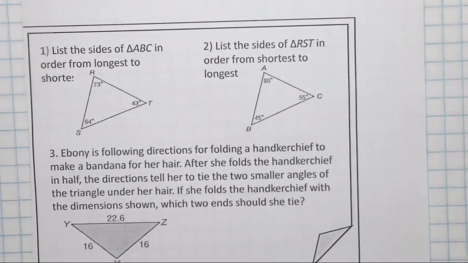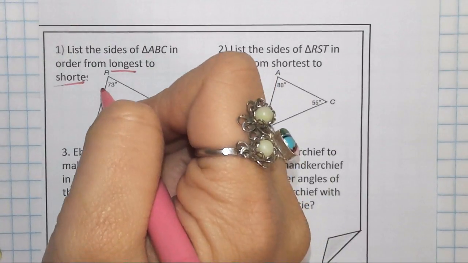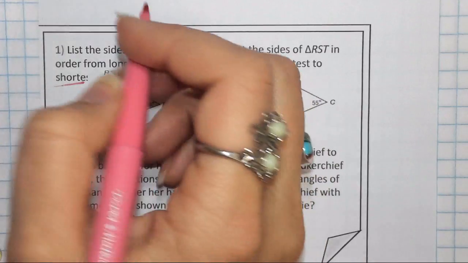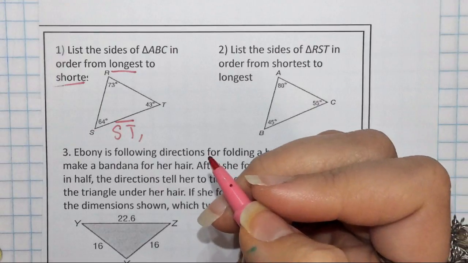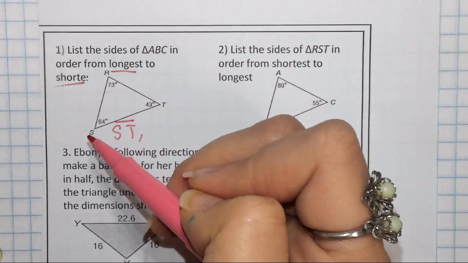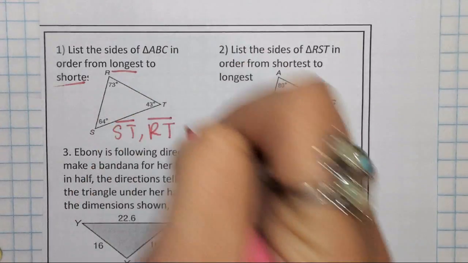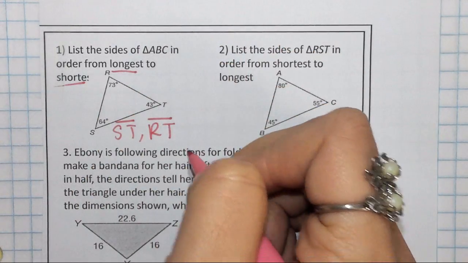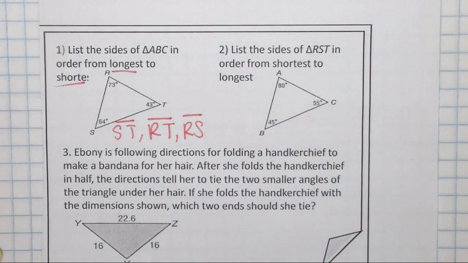Alright, now let's look at our next one, number 1. It says to list the sides in order from longest to shortest. Okay, what's our biggest angle? Angle R, right? So what is the side across from angle R? That's T. That's our biggest side. Correct. What's our next largest angle? And what side is across from that? RT. And so what's the smallest side? RS. That's all you do.